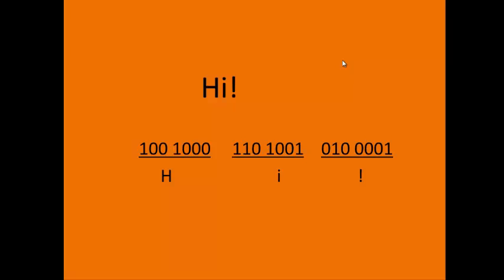Now let's see, how does "hi" look like in a computer? Well, you can see, it's such a mess. But this is how things work in a computer. So that's all about text.